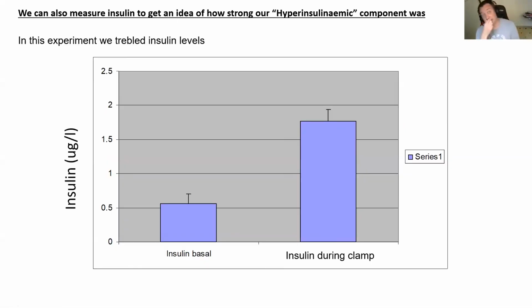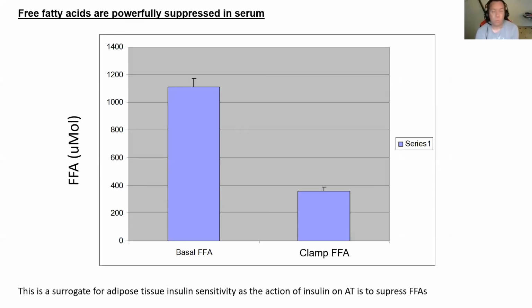We can also measure the insulin in the blood to get an idea of how strong our hyperinsulinemic component was. In this experiment, we trebled insulin levels, so that's pretty punchy. Of course, these were maintained constantly at high insulin levels, and they're going in IV. Then we can also measure the ability of insulin in this setting to suppress free fatty acids, and they get powerfully suppressed in serum.